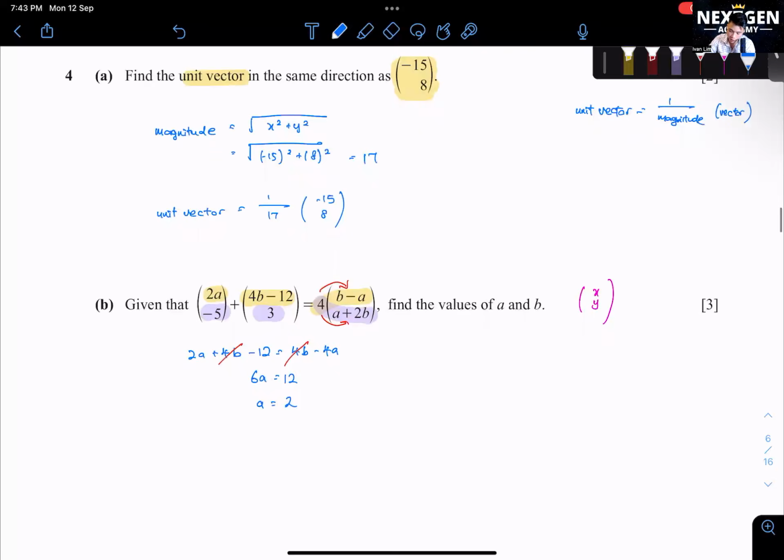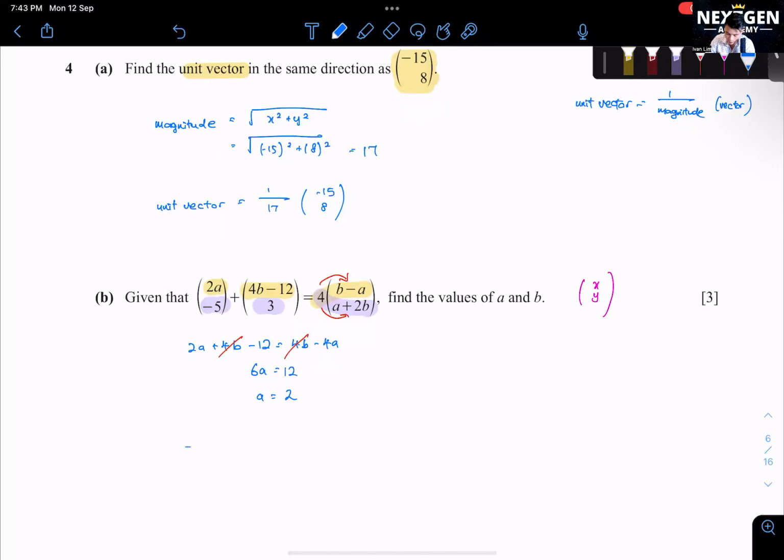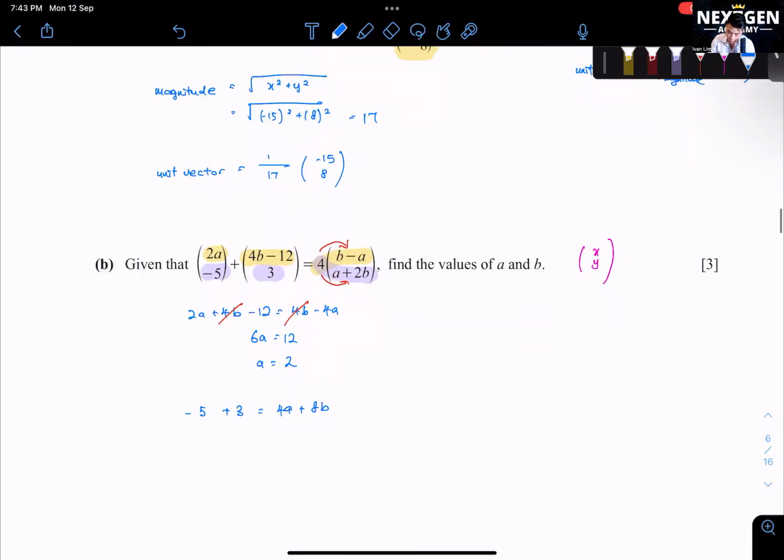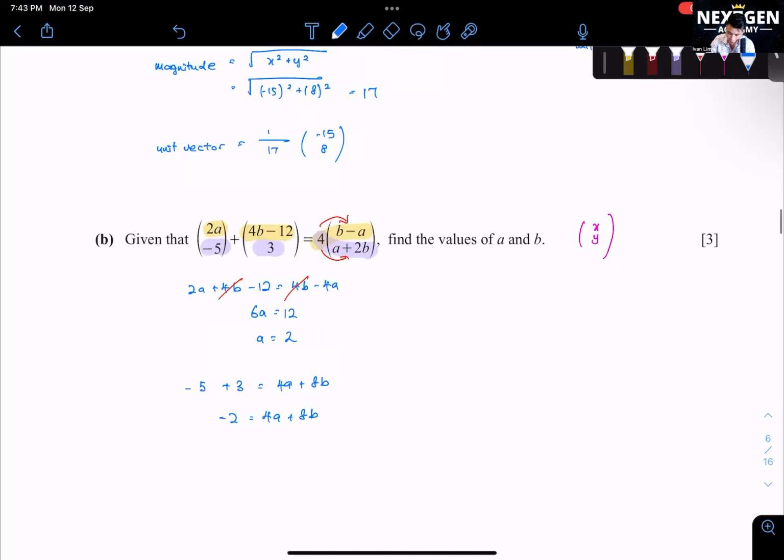Okay, second equation, which is the purple one: -5 plus 3 equals 4a plus 8b. Let's simplify it first. -2 equals 4a plus 8b. I want to substitute a equals 2 into this part: -2 equals 4 times 2 plus 8b.